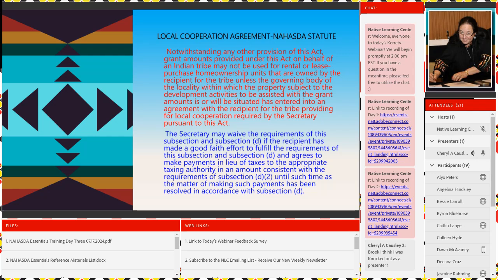The secretary can waive the requirements of this subsection and subsection D if the recipient has made a good faith effort to fulfill the requirements of this subsection and subsection D and agrees to make payments in lieu of taxes to the appropriate taxing authority, which is allowed, in an amount consistent with the requirements of subsection D2 until such time as the matter of making such payments has been resolved in accordance with subsection D.